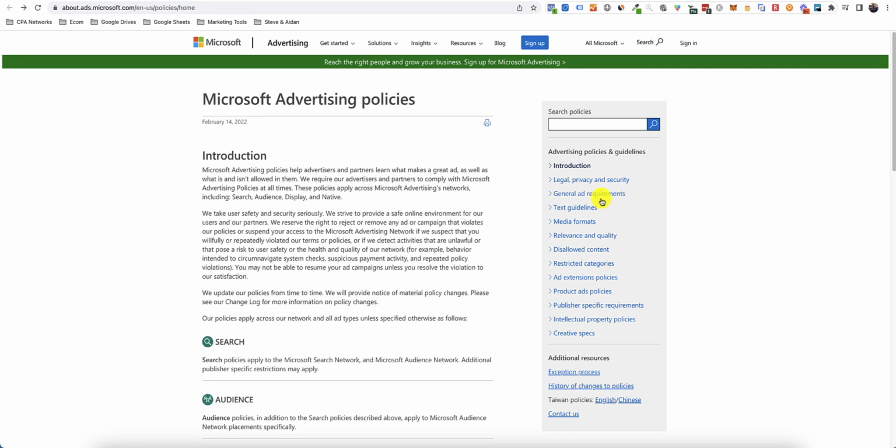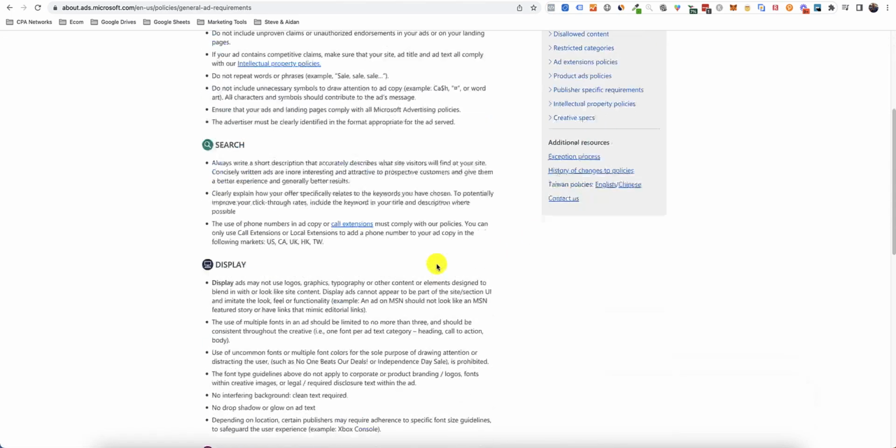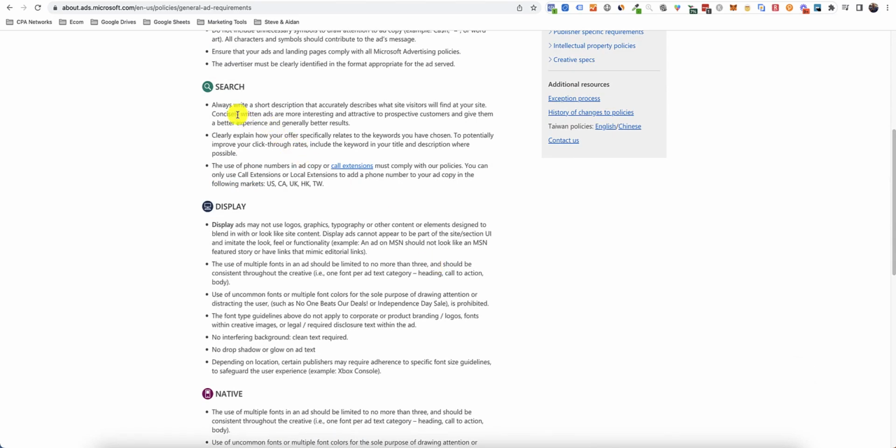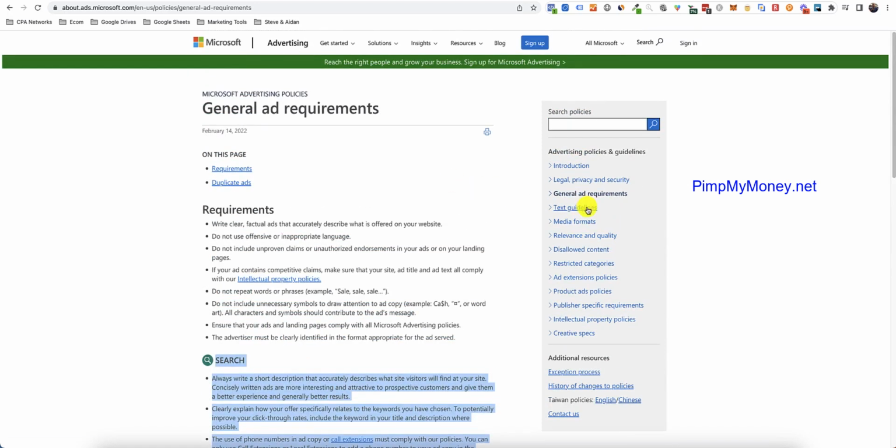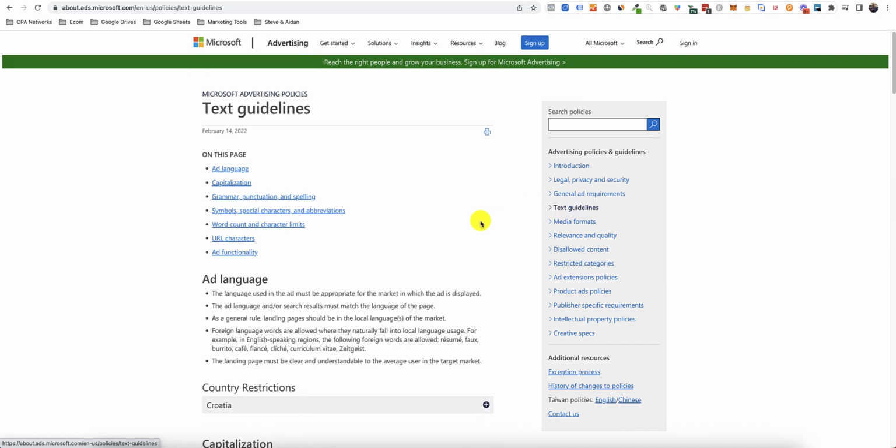Some things to point out, okay? General ad requirements, and we'll get to this in the ads. In the search, you always want to have a short description. Make sure it's accurate. Make sure that your ad relates to your keywords and things along those lines, okay? So most of the ads we're going to be doing are search, so always read the section as it pertains to search. Text guidelines here.